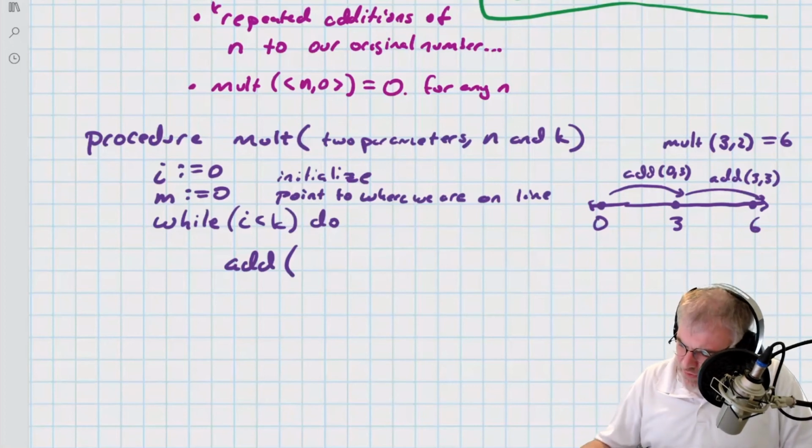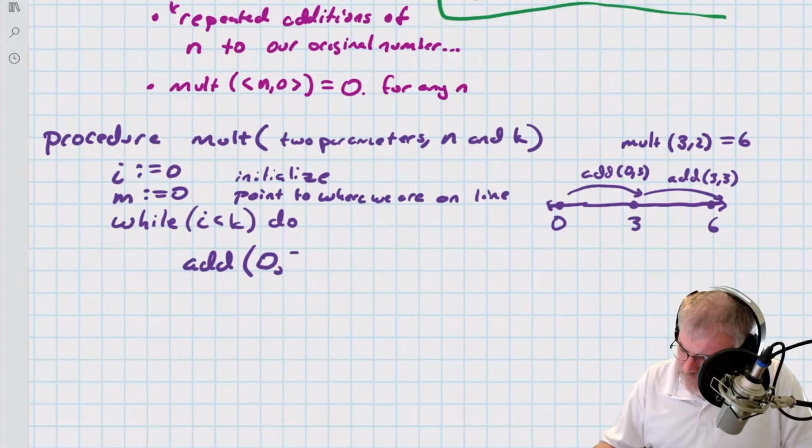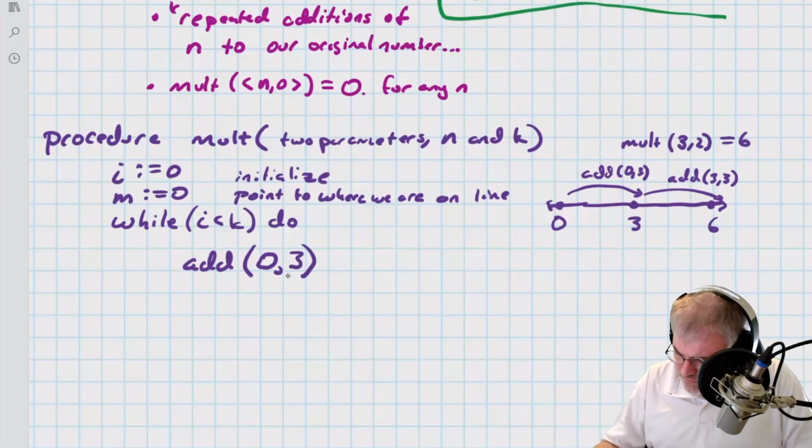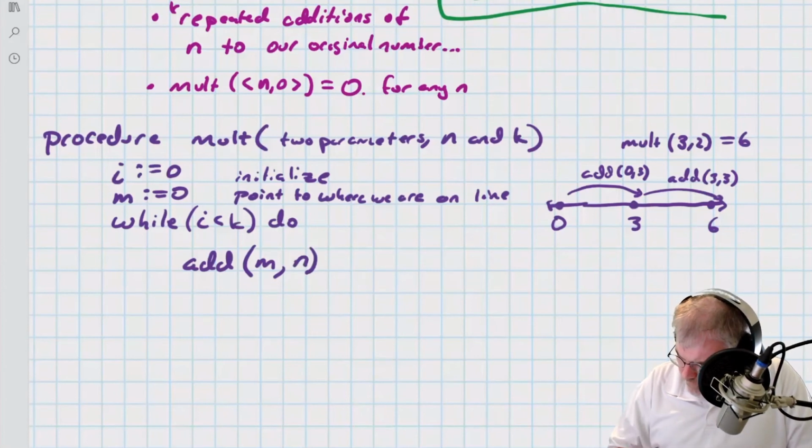So if m is 0 here, and what I want to do is add this twice, what I'm going to do is add... Oh, I no longer need an ordered pair. I'm going to add 0 as my initial, and I'm going to move over 3 times. So I'm going to start with m, and I'm going to move over n times. And then I'm going to call successor on i.